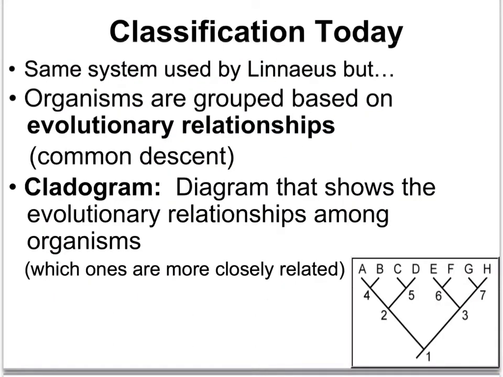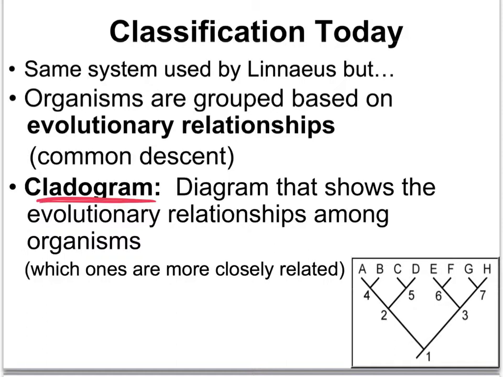Today, we still use Linnaeus's classification system, but instead of grouping organisms together based on their physical similarities, we have more information about their evolutionary relationships, and so that is how we group organisms together. A cladogram is a diagram that shows the evolutionary relationships among organisms. What we are looking at here is which ones are more closely related.